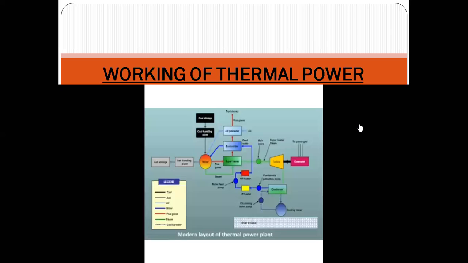Now you can see this is the layout of the modern thermal power plant. You can see the four circuits here. The first one is the coal and ash circuit. The second one is the air and flue gas circuit. The third one is the steam and water circuit. And the fourth one is the circulating water circuit. So these are the four circuits in the thermal power plant.